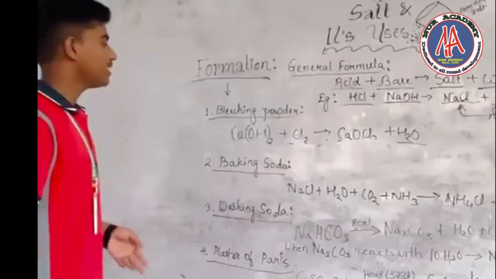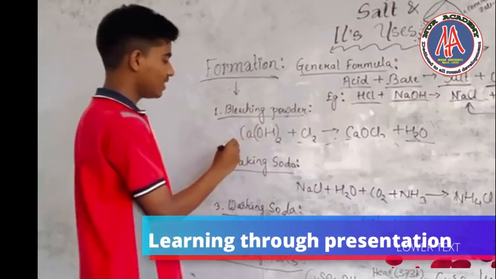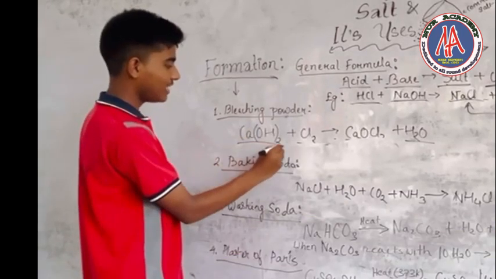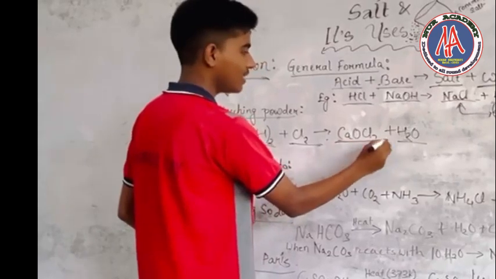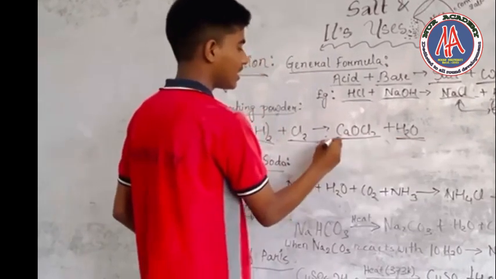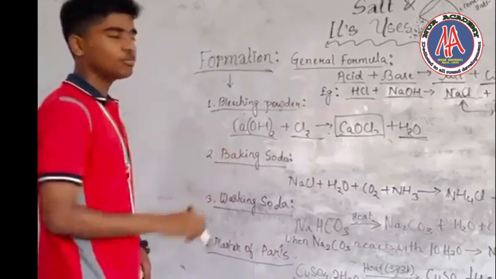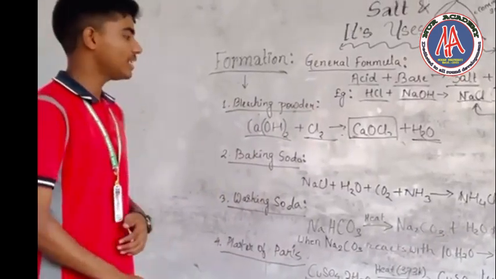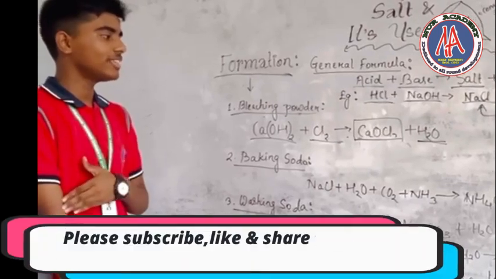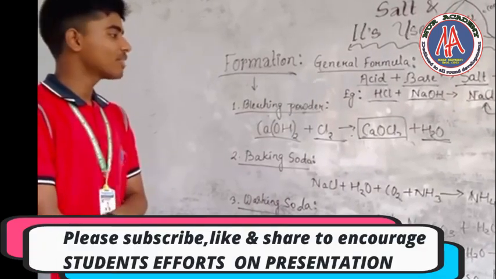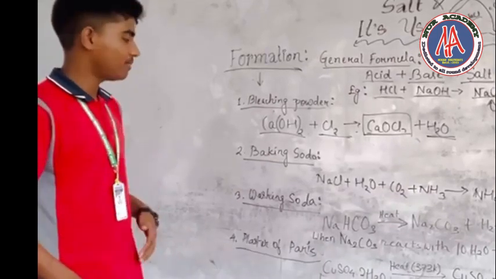Now I am going to explain some common salts. First one is bleaching powder. Calcium hydroxide plus chlorine gives rise to calcium hypochlorite plus water. Here calcium hypochlorite is bleaching powder. Uses of bleaching powder are: it is used to bleach cloths in industries. It is also used for disinfecting of drinking water.